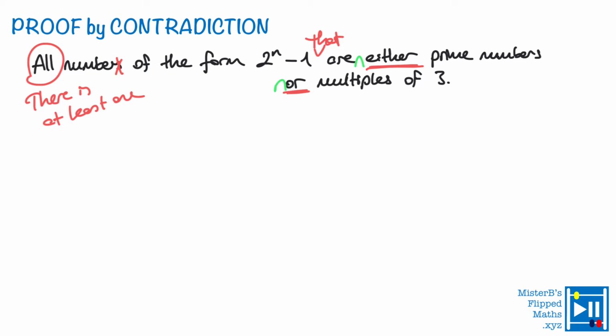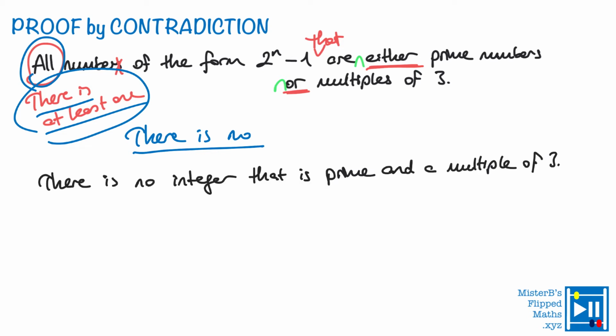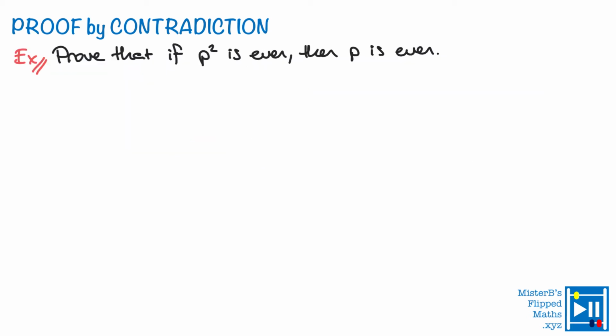So basically the negation of all is there is at least one. This is also the negation of there is no. So we say there is at least one. For example, there is no integer that is prime and a multiple of 3. So the negation of this statement will be, there is at least one integer that is prime and a multiple of 3. Now we can move on to proof by contradiction.